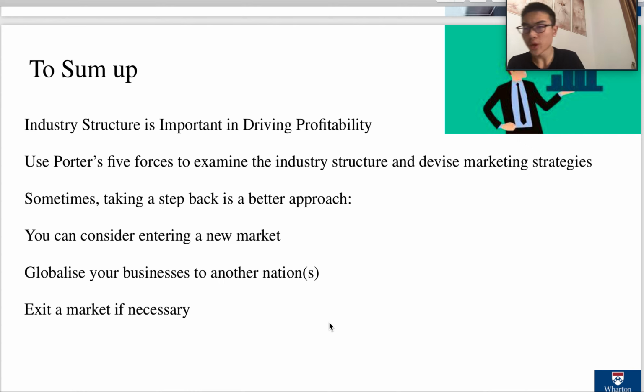And we discussed how to use Porter's 5 forces: it helps in examining the industry structure and to devise, which means to initiate and plan out, marketing strategies. And sometimes, in my opinion, taking a step back is a better approach. For instance, you can consider entering a new market, or you can consider globalizing your business to another nation or nations. And lastly, you can exit the market if necessary.